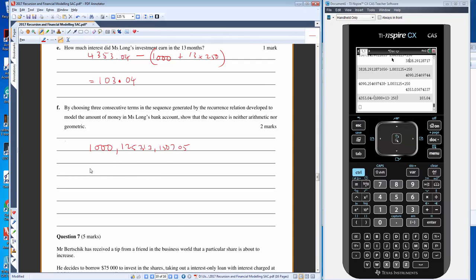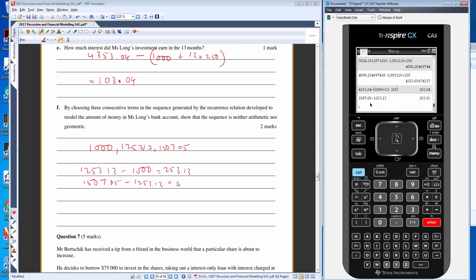Okay, so to do that we're going to do 1253.13 subtract 1000 equals 253.13. Then we're going to do 1507.05 take away 1253.13, and that won't be the same. 1507.05 take away 1253.13 is 253.92. Okay, and a lot of you then wrote a disclaimer statement on that. Not the same common difference, therefore not arithmetic.